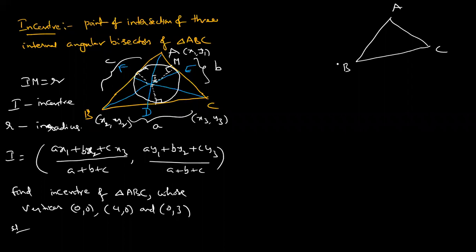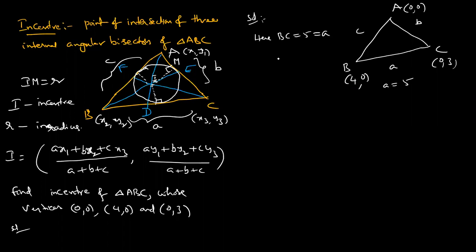Now see, dear students. In this case, this is B, C. Suppose A is the origin, B is (4, 0), C is (0, 3). So what is the value of BC? You know how to find it? Apply the distance formula. BC is equal to 5. That is a. So what is the value of AC? From (0, 0), that means 3. And AB, apply the distance formula.